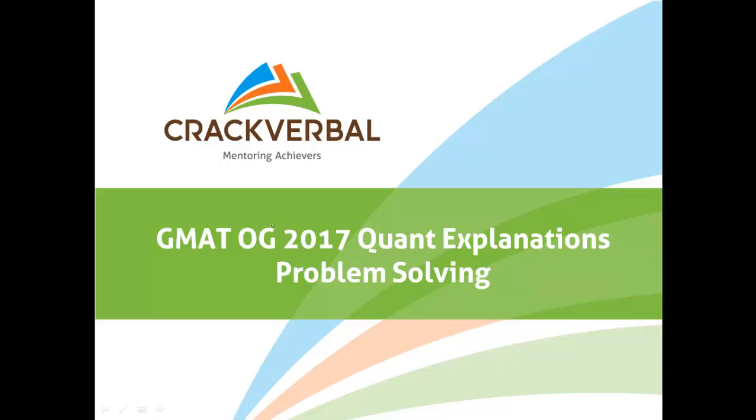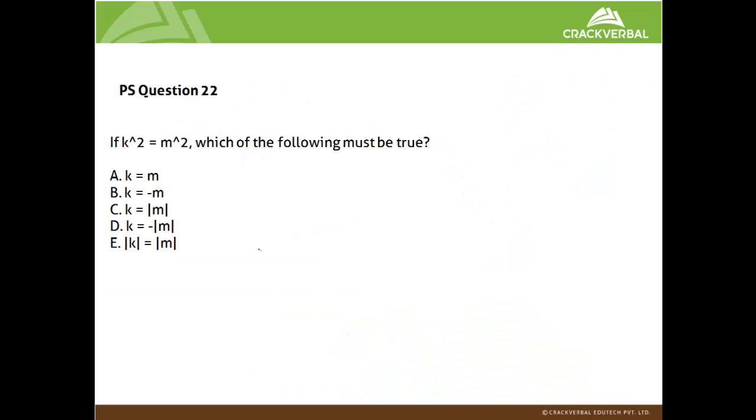Hi, in this video we will be discussing GMAT Official Guide 2017 edition Quant Problem Solving question number 22. Let's have a look at this question. The question says, if k square is equal to m square, which of the following must be true? So basically this is a must be question.